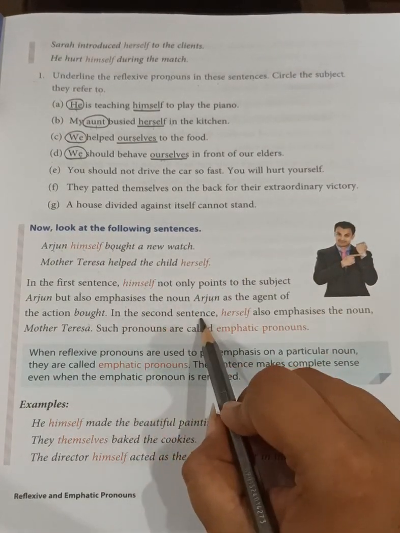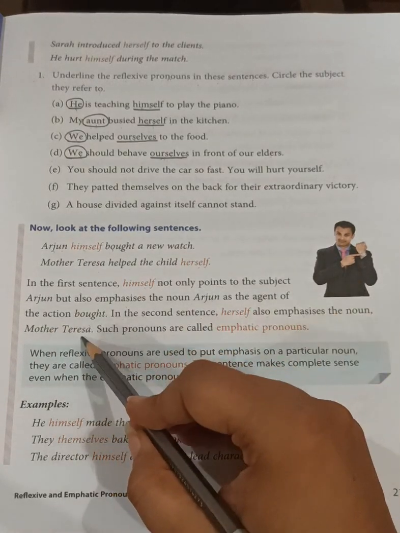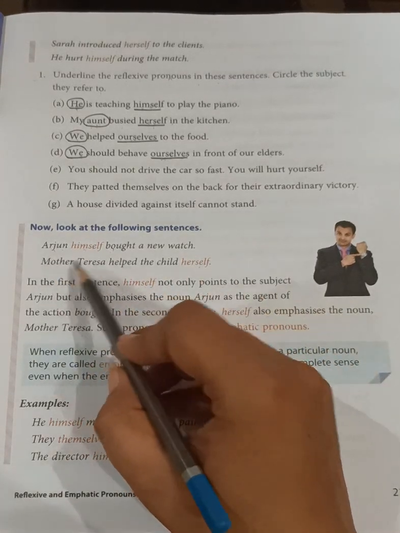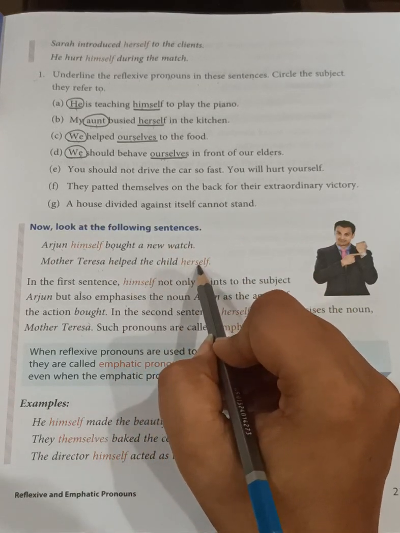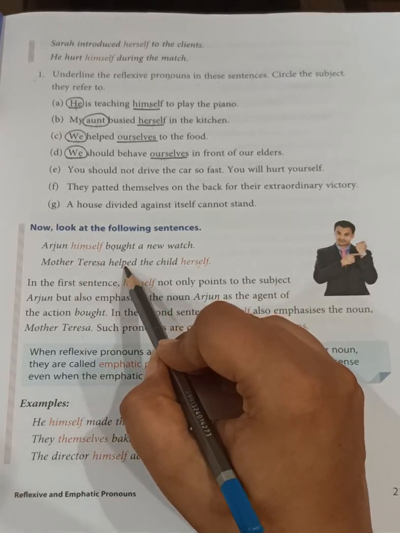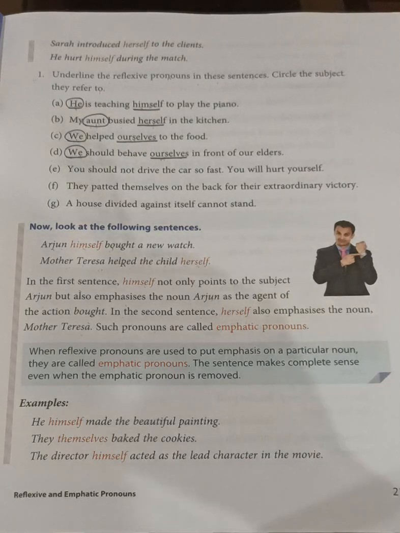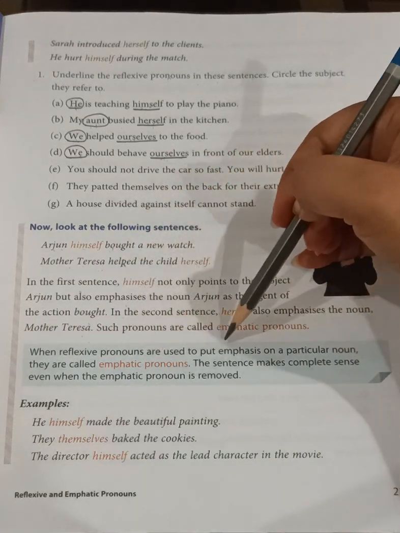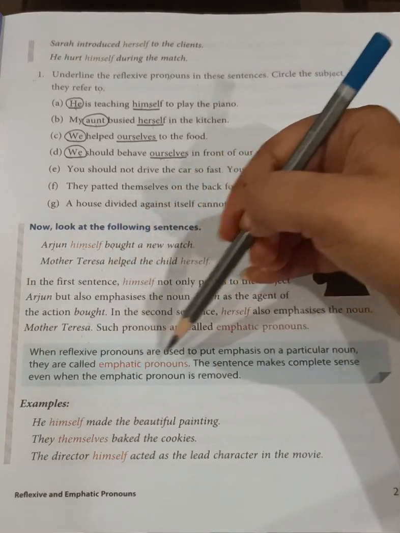Next, in the second sentence, herself also emphasizes the noun Mother Teresa. Such pronouns are called emphatic pronouns. Now here, Mother Teresa helped the child herself. So here herself refers to Mother Teresa as well as shows the connection to the verb. So this is an emphatic pronoun. When reflexive pronouns are used to put emphasis on a particular noun, they are called emphatic pronouns.